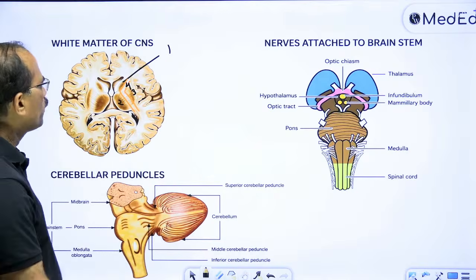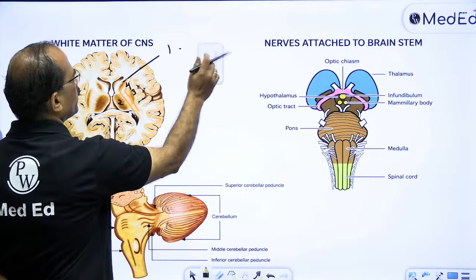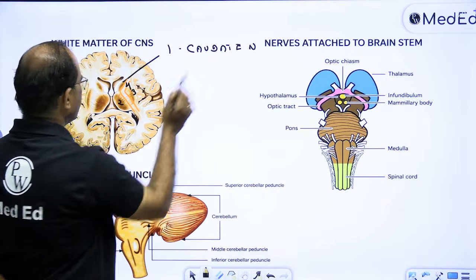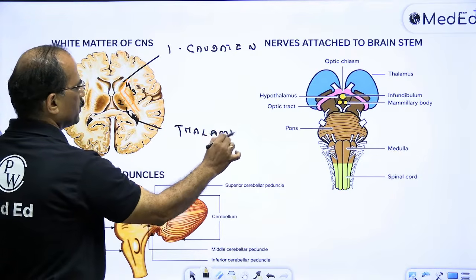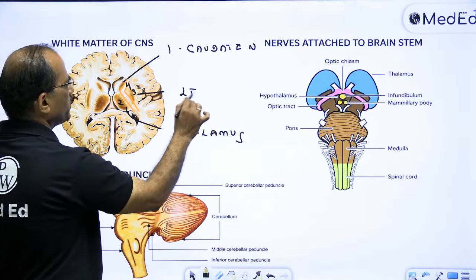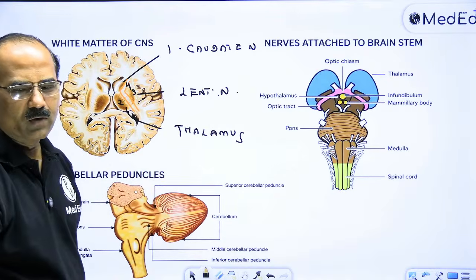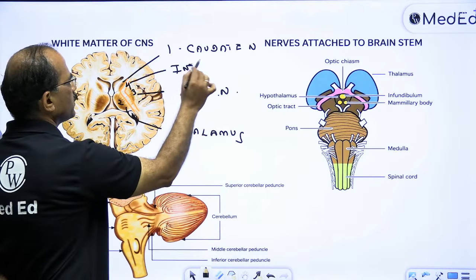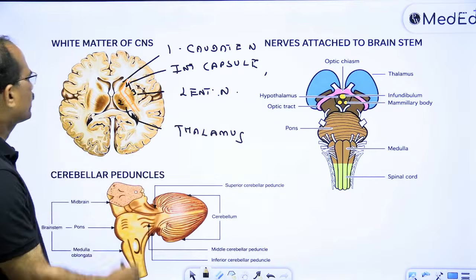Okay. Number 1 is the caudate nucleus. Number 2 is the thalamus. Number 3 is the lentiform nucleus. The lentiform nucleus is formed by the globus pallidus and putamen. What is number 4? Number 4 is the internal capsule.